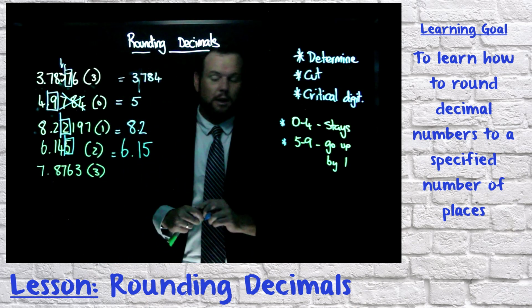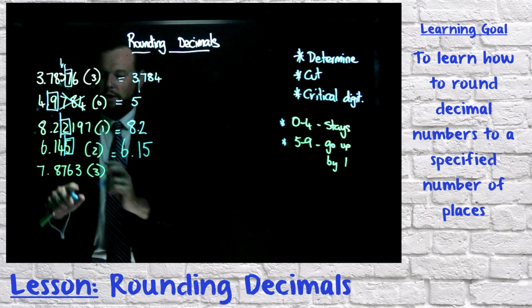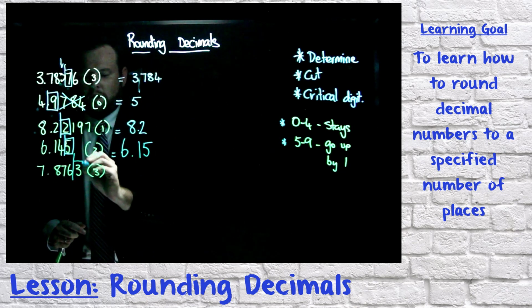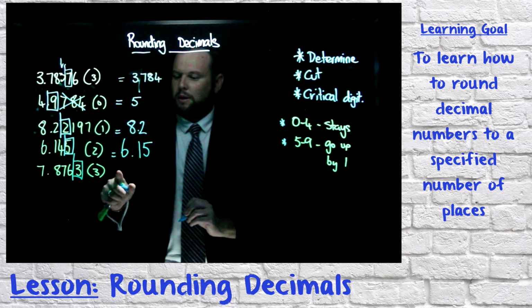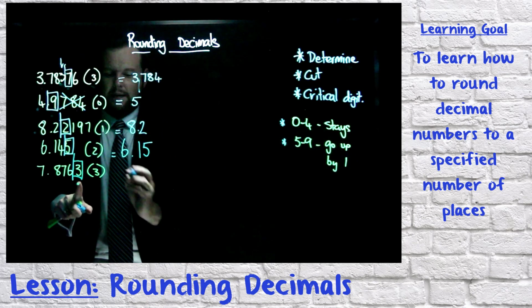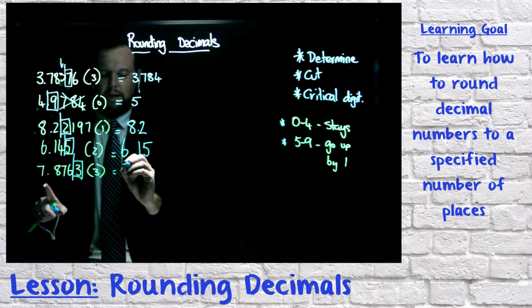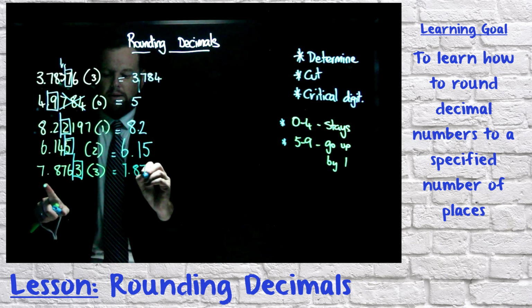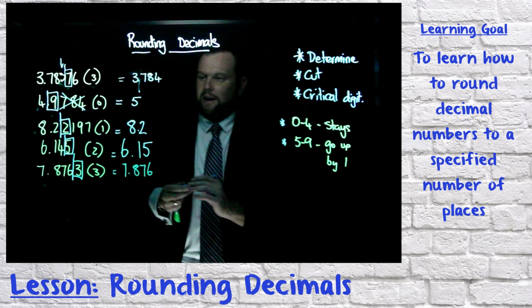Here, 3 decimal places. So I count 1, 2, 3, cut my line, look at my critical digit. Okay, my critical digit says that my number has to stay the same. So that means my answer is 7.876. And that's basically it.